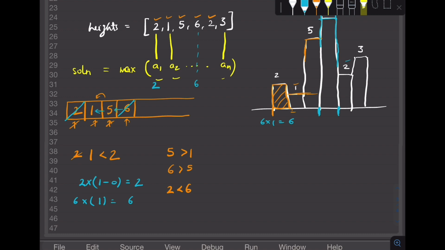Next one is 5. Again, 2 is less than 5 as well, right? Which means we have also found the right boundary of the rectangle with height 5. Is that correct? Right. What's going to be the area? 5 times this, index of 2 minus this.